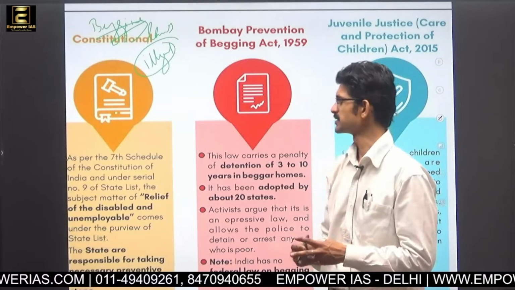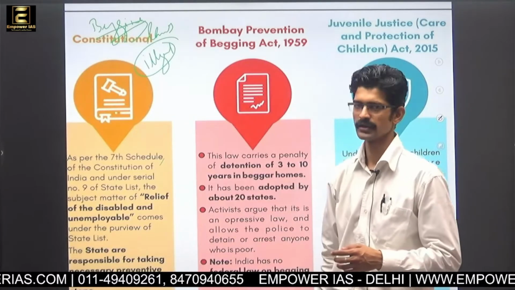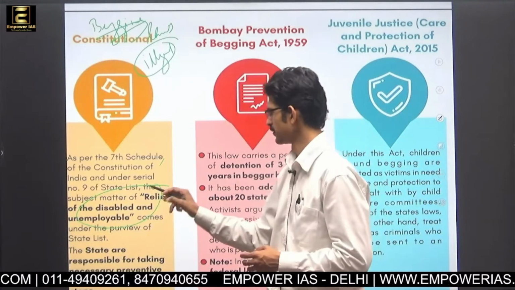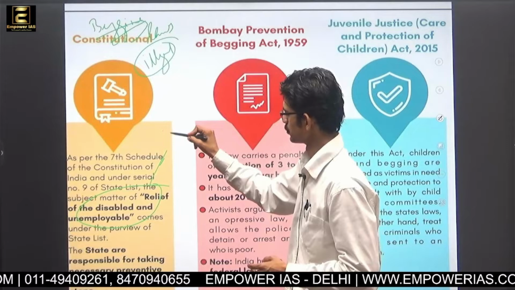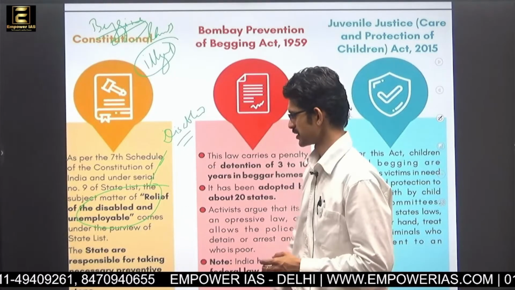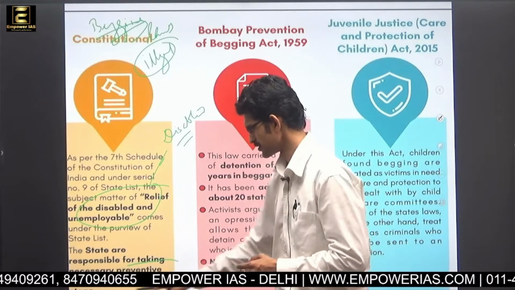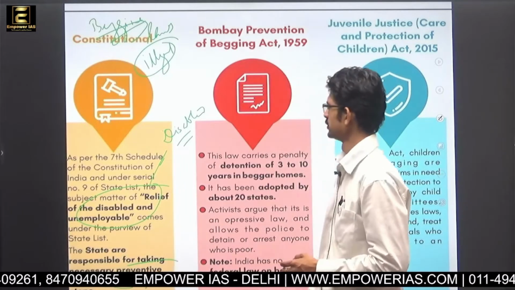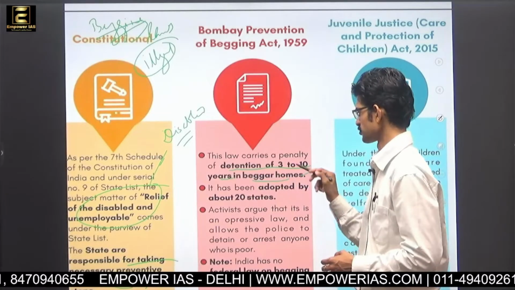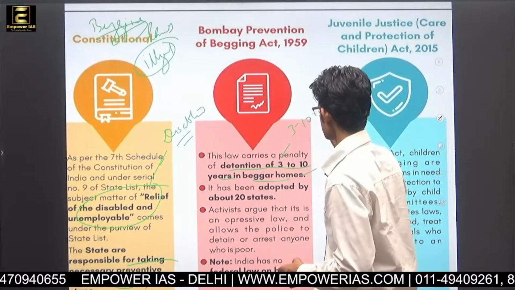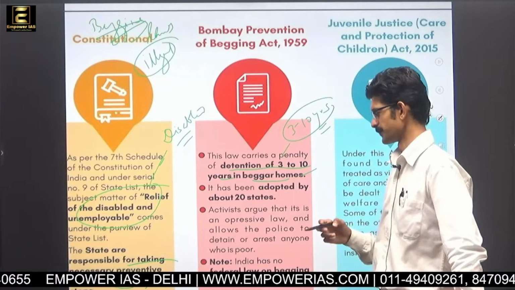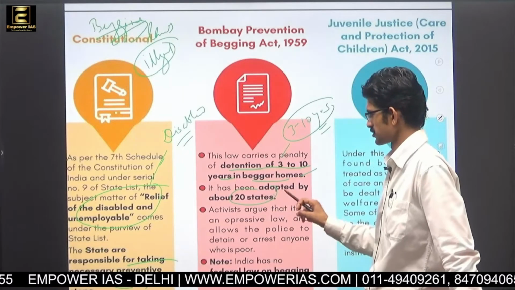Now as per the 7th Schedule of the Constitution of India, the state list protects the disabled and unemployed people. So बहुत सारे विकलांग लोग, दिव्यांग जन वो begging में लग जाते हैं, and the state is responsible for taking necessary prevention and rehabilitation steps. The second law carries detention of 3 to 10 years in a beggars' home. 3 से 10 साल की सजा दी गई है अगर कोई भीख मांगते पकड़ा जा रहा है, and it is adopted in 20 states.